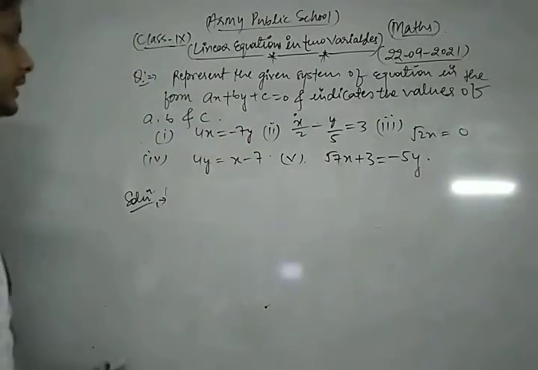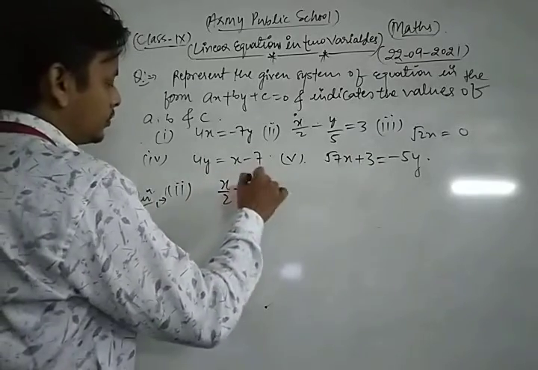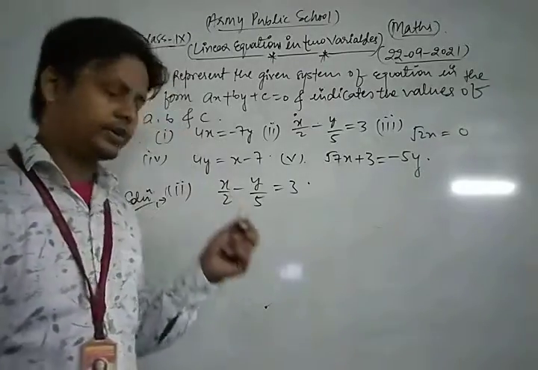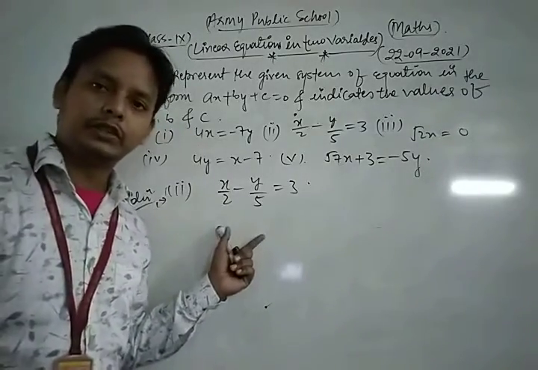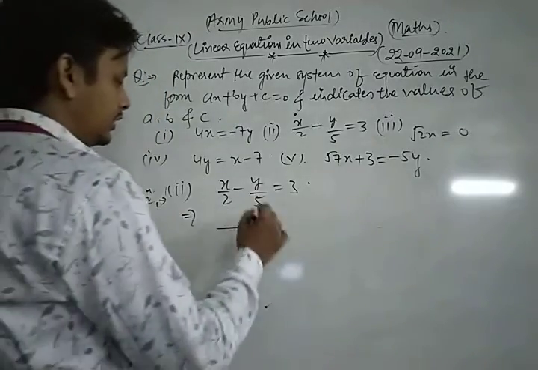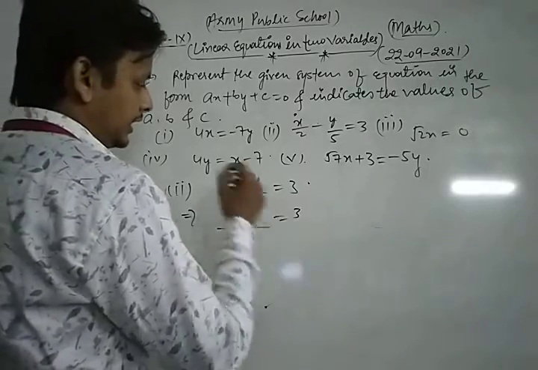Now we take the second part of this question, and your second part is x upon 2 minus y upon 5 is equal to 3. First we take the LCM of the denominators and simplify. The LCM of the denominators of these two fractions is 10, and 3 is written as it is.